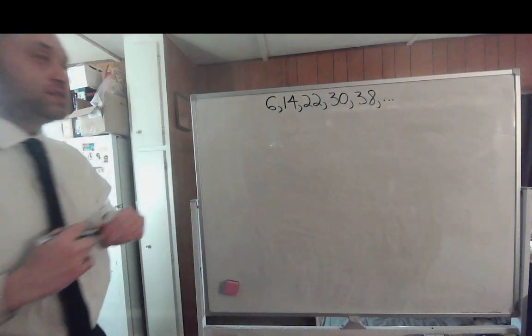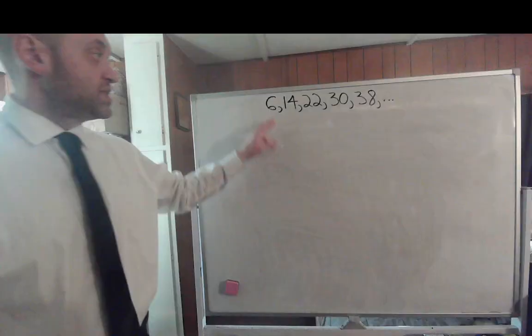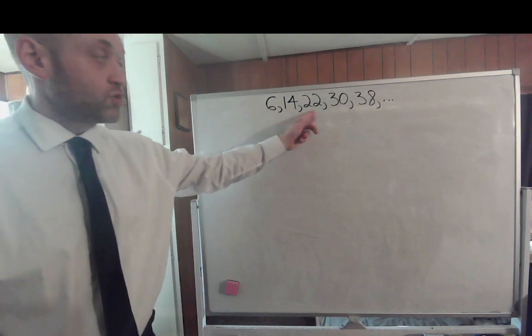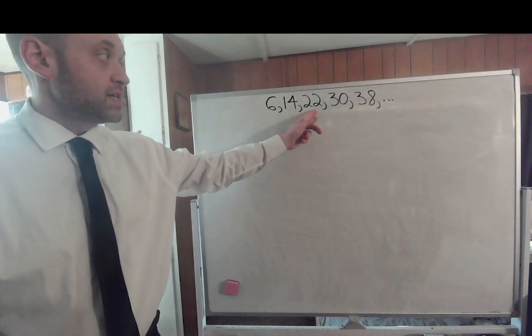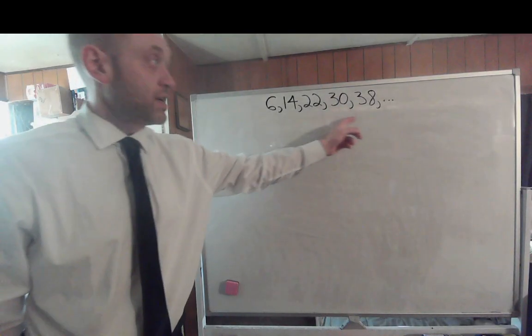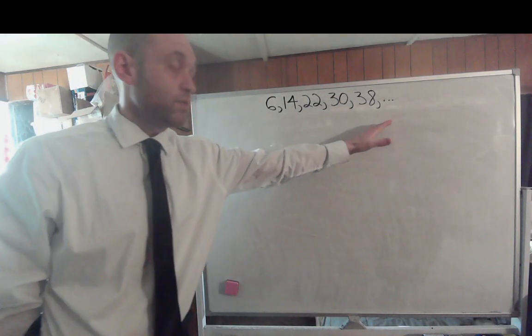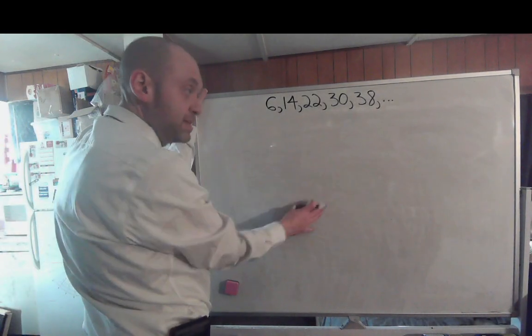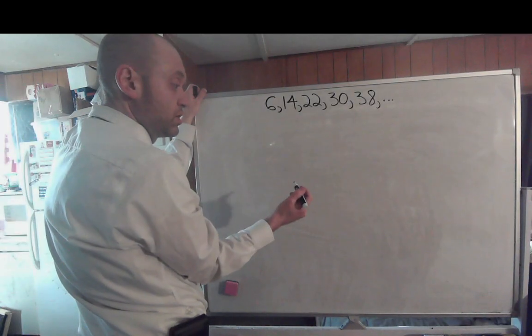Well, let's look at this sequence. So 6 to 14, it goes up by 8. From 14 to 22, it goes up by another 8. From 22 to 30, it goes up by yet another 8. And then from 30 to 38, it goes up by another 8. Well, that means we have a common difference of 8 between all the terms.